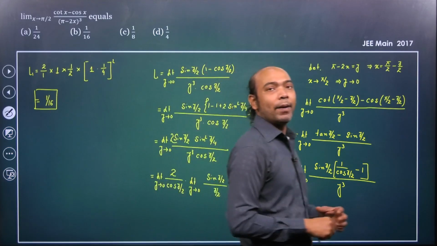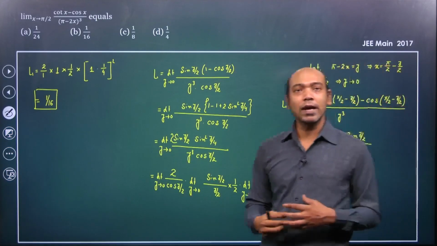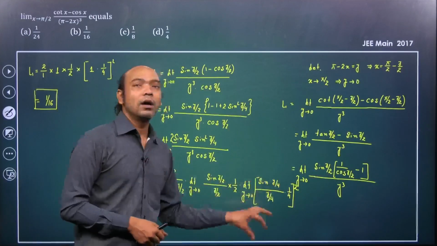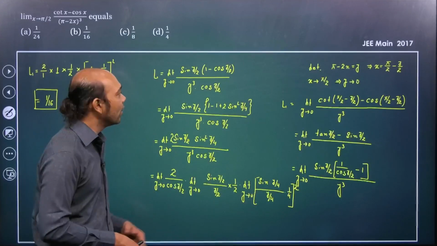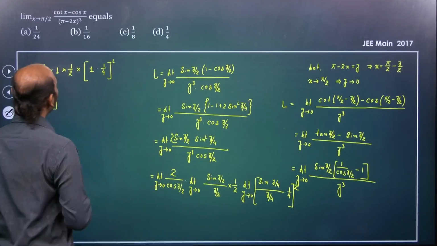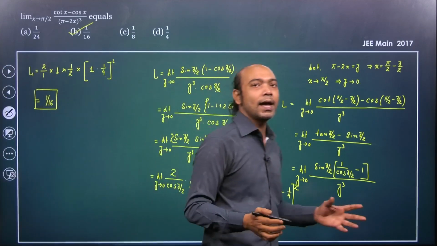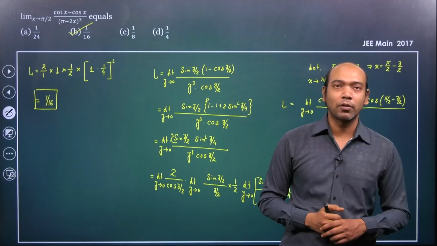By this kind of manipulation, we can use a lot of standard limits like sin x by x, tan x by x, and all the stuff to get our problem done. So for this problem, obviously option B is the correct choice, and that's it. Hope you understood the problem. Thank you.